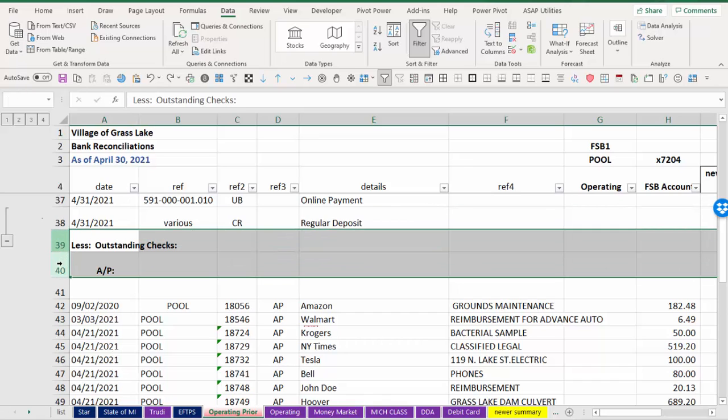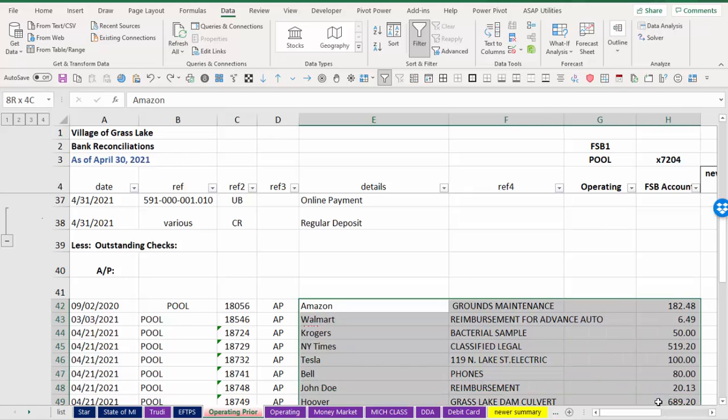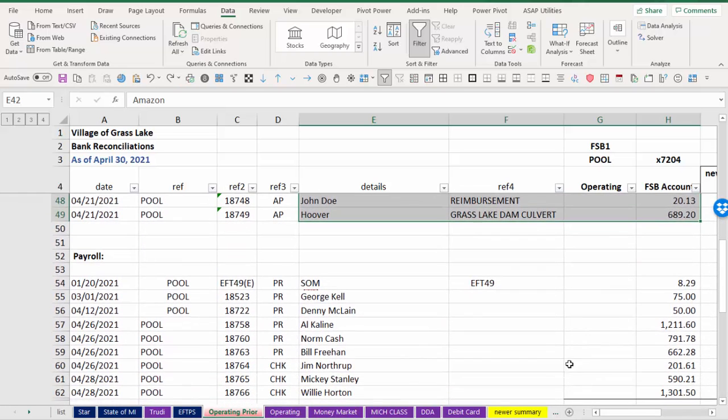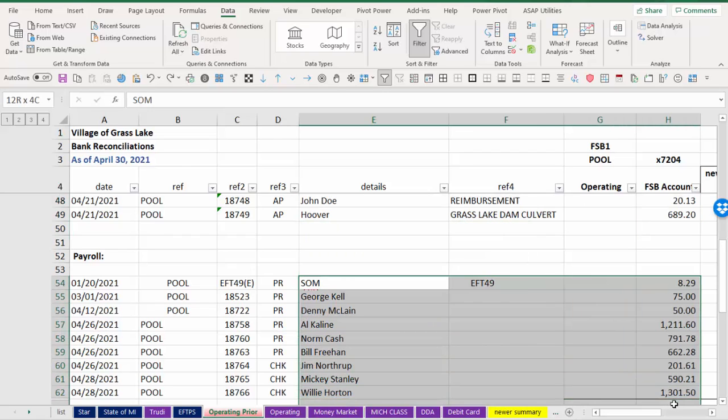Next, we have outstanding checks, first accounts payable. These are checks issued to our vendors through April 30 that have not been cashed yet. We also have payroll checks for withholdings and payments to employees through April 30 that have not been cashed yet.